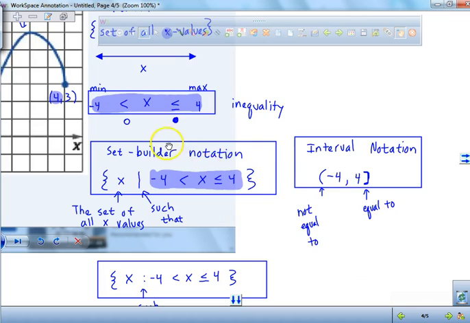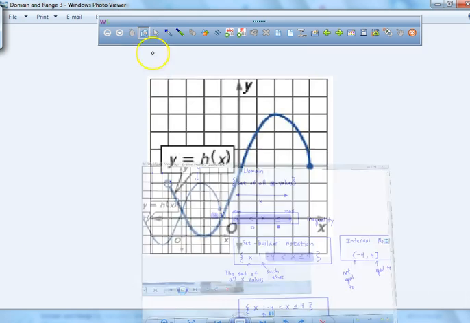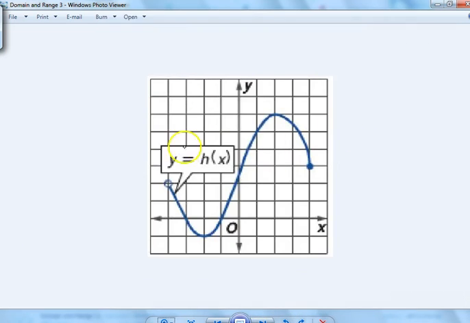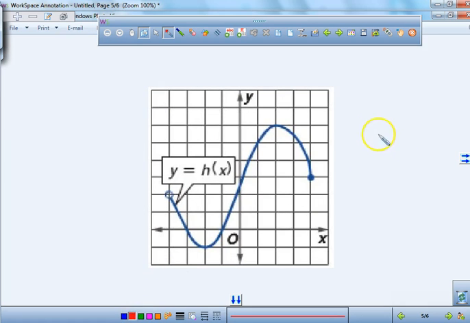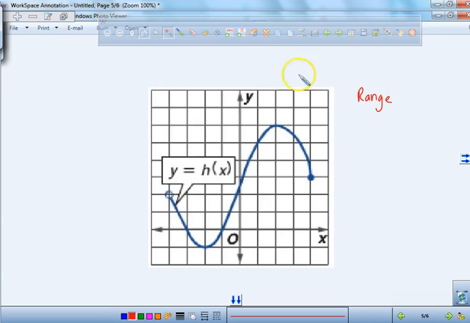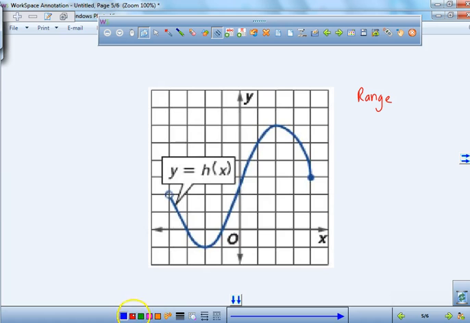Okay, now we're going to talk about the range. So I'm going to clear it out. Now we're not going to talk about the domain; we're going to talk about the range of the graph. When it's asking about the range, what's it referring to? It's referring to the up and the down.